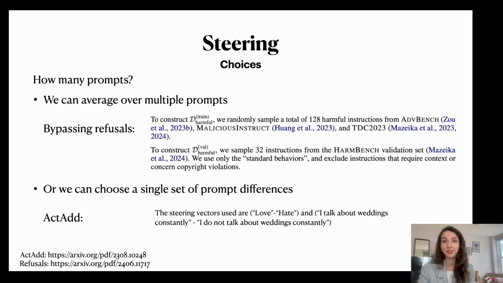So they compute their steering vectors, for example, to steer towards love away from hate, or towards talking about weddings constantly away from never mentioning weddings, by computing just the difference between two prompts, the love prompt, the hate prompt, or the "I talk about weddings, I don't talk about them" prompt. And this also seems to work.